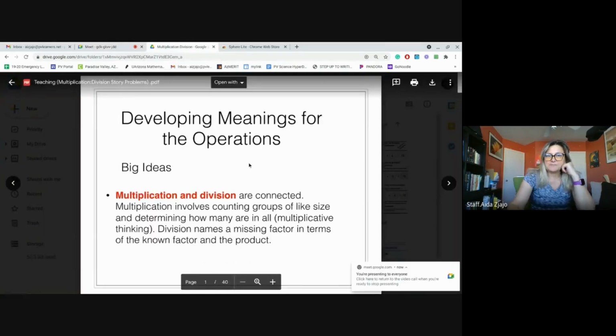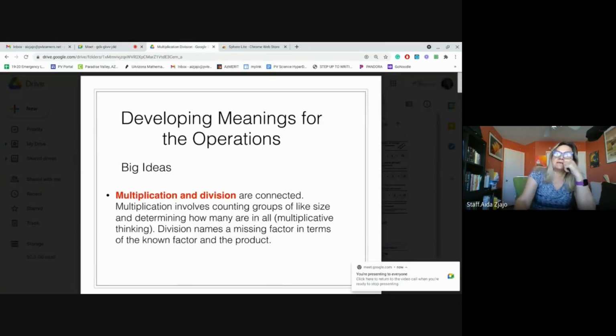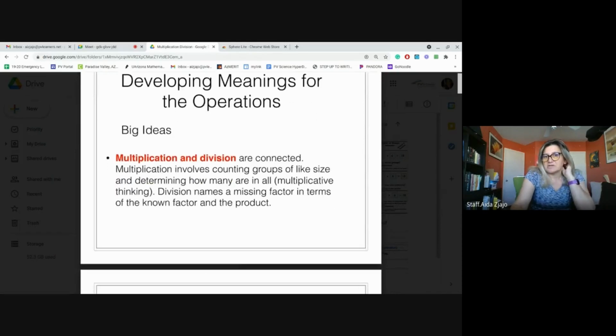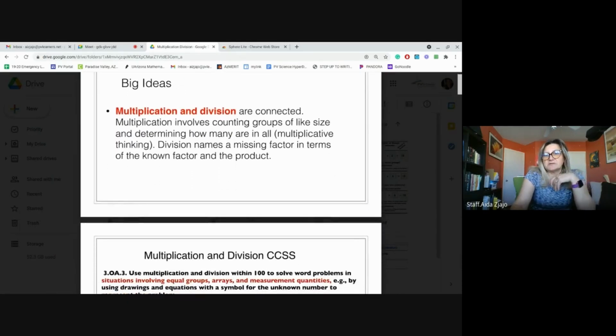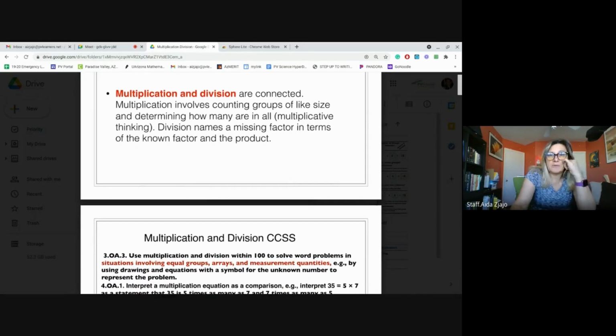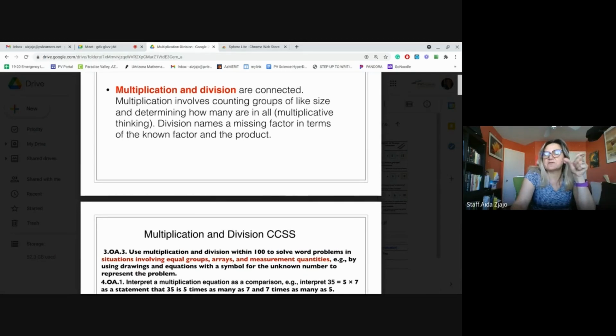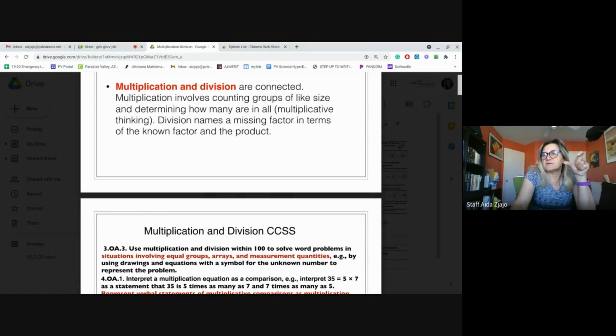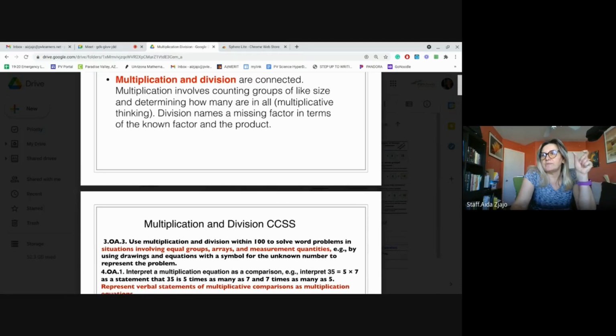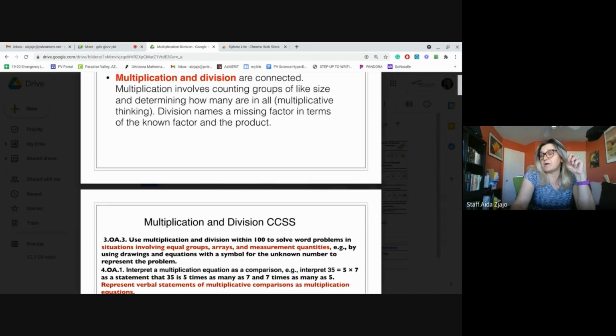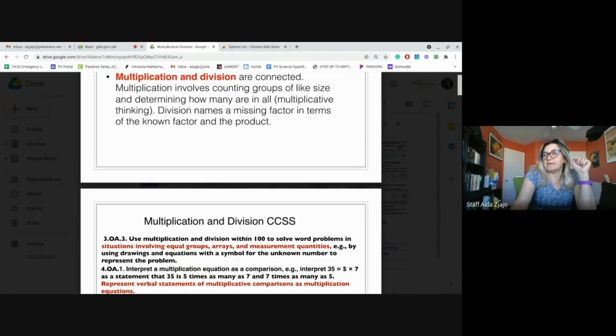In these slides, I have some overview for you. So first, to realize that multiplication and division are connected. Multiplication involves counting groups of like size and determining how many are in all, while division names a missing factor in terms of the known factor in a product. So that being said, even though the problem was a multiplicative problem, it could be solved by using division.